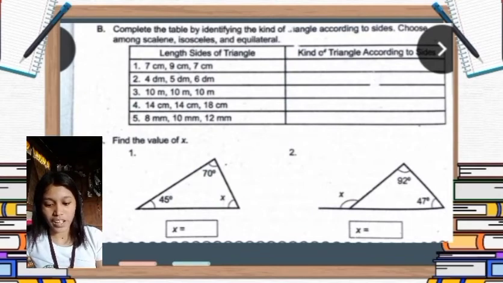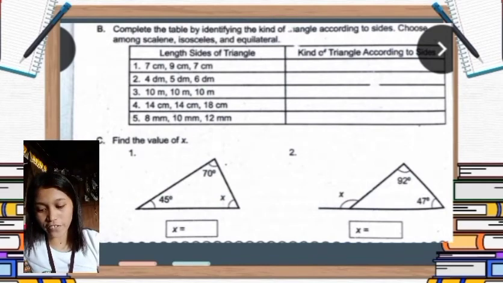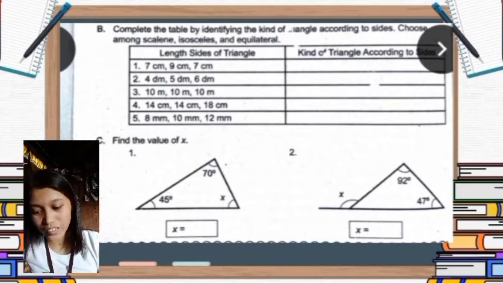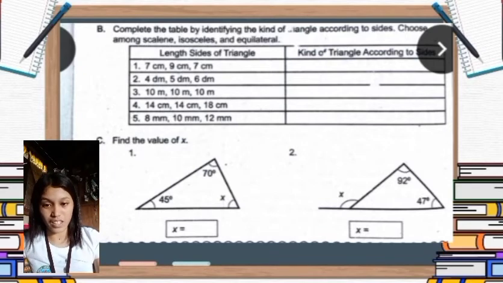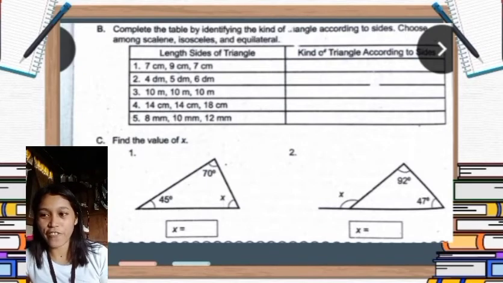So number 5, 8 milliliters, 9 milliliters, and 12 milliliters. So it is a scalene triangle because no sides have the same measurement. Letter C, find the value of x. So number 1, the angles measure 45 degrees, 70 degrees, and one angle is missing, the x.